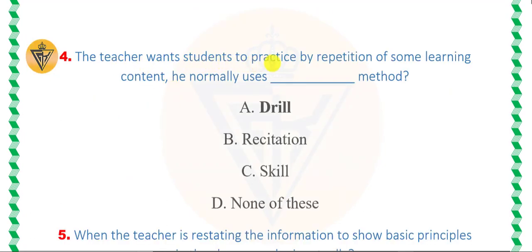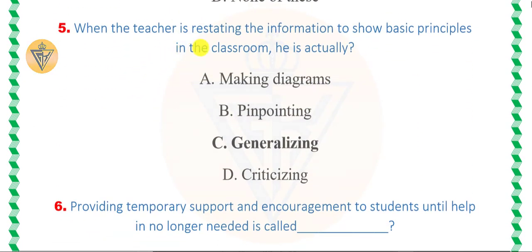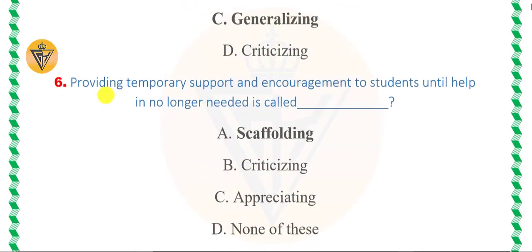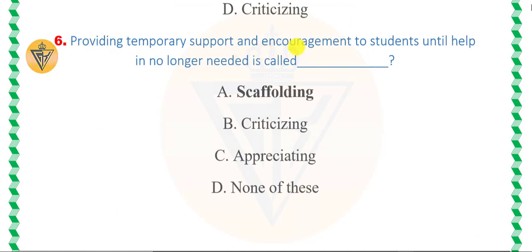The teacher wants students to practice by repetition of some learning content. He normally uses dash methods. He uses normally real methods. When the teacher is restating the information to show basic principles in the class, he is actually generalizing. Providing temporary support and encouragement to students until help is no longer needed is scaffolding.